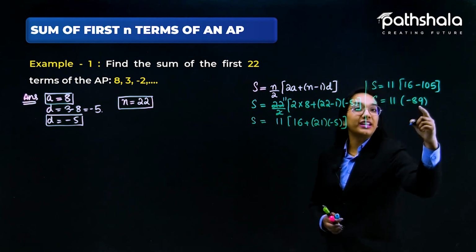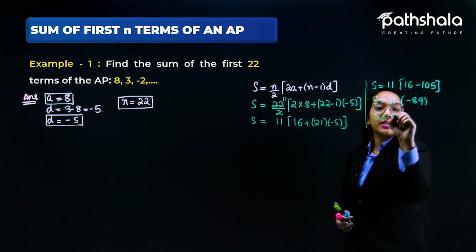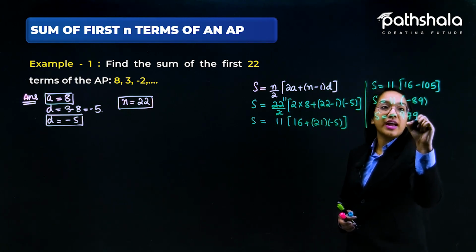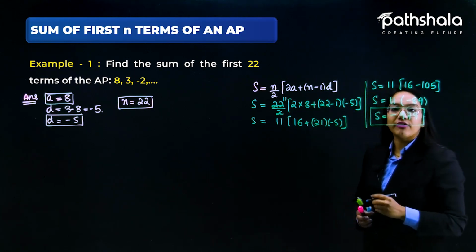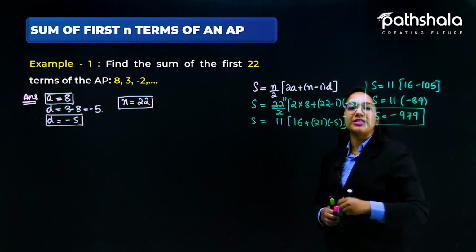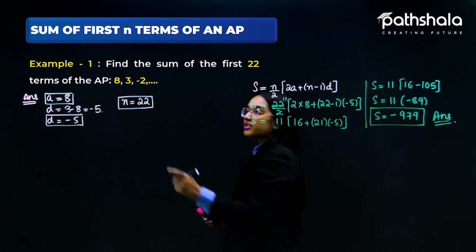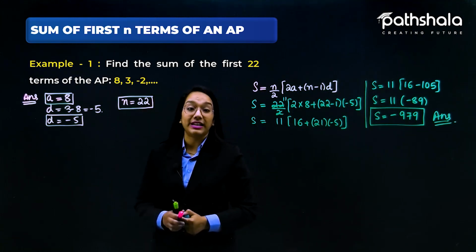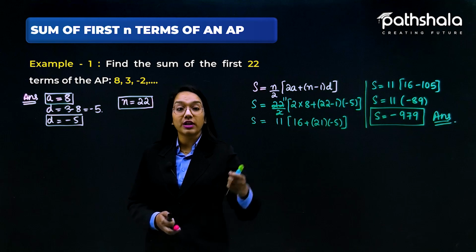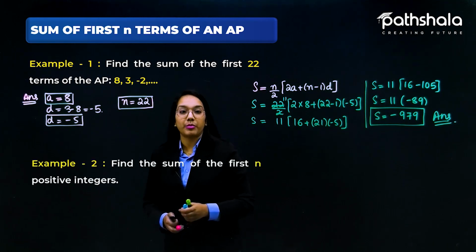If we multiply both of these terms together, we get the answer as minus 979. So the sum of the first 22 terms of the AP is minus 979. Hence the answer for this one is minus 979, using the formula for the sum of the n terms. Now let us talk about example number 2.